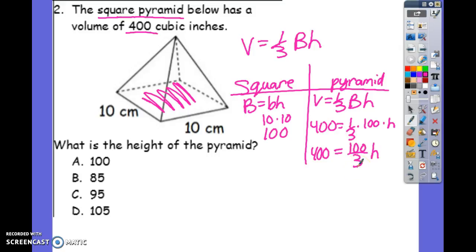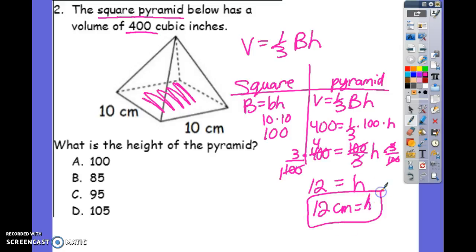So when we divide fractions, we multiply by the reciprocal. So I'm going to multiply by 3 over 100, and I need to do it on both sides. So here my 100 will cancel with this 100, and my 3 will cancel with this 3, and I'm left with h. Over here, my 100 divided by 100 is 1, 400 divided by 100 is 4. So 4 times 3 is 12. So my answer is 12, and it will be 12 centimeters equals h. And you will notice that that choice is not here. Those choices are all wrong.